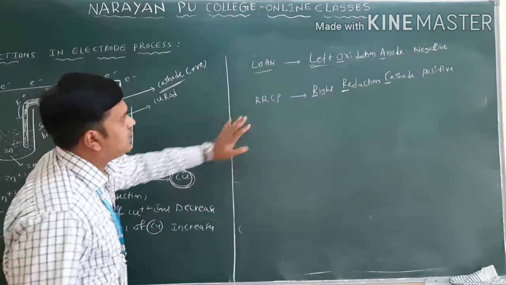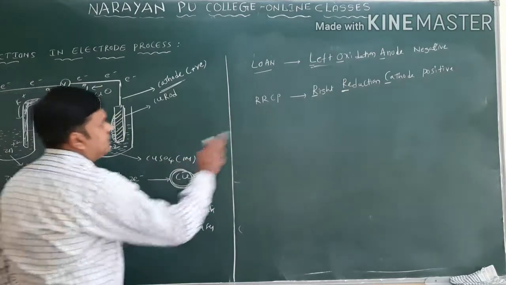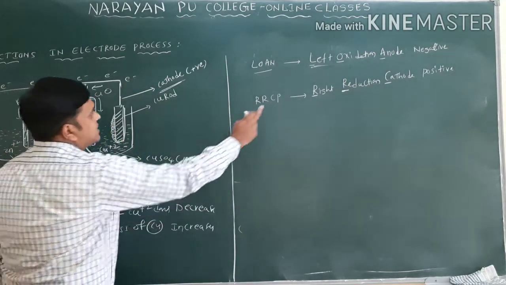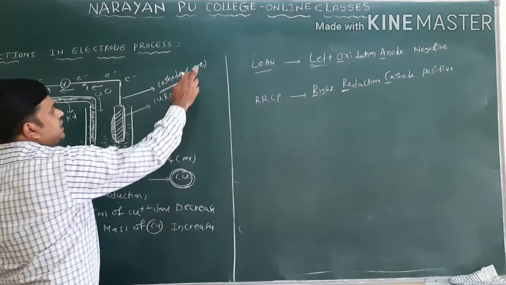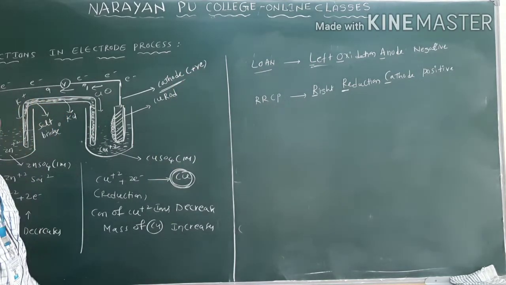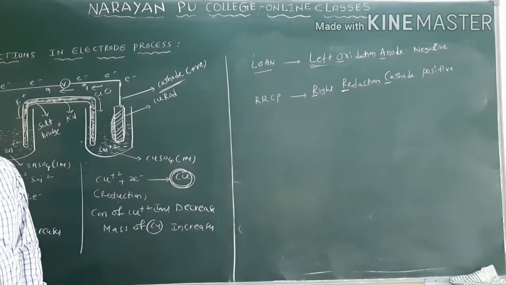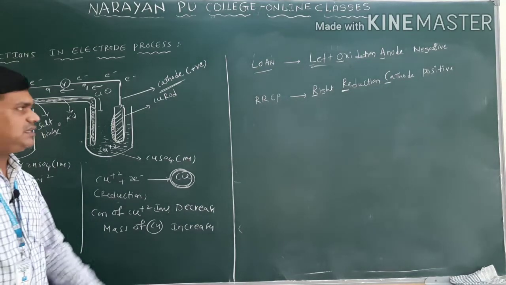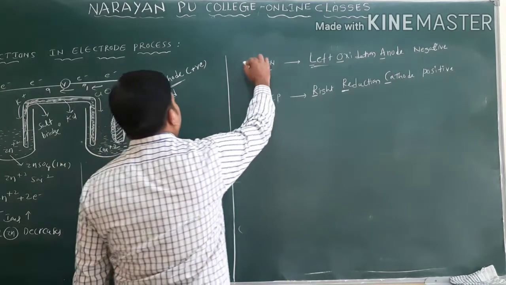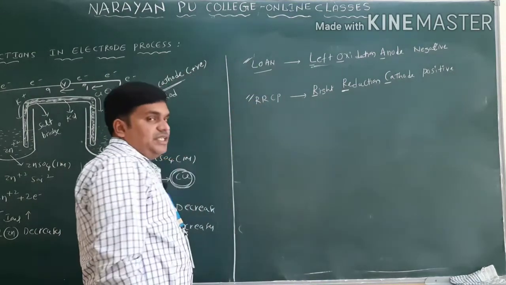So what is the first side here? Right side. What happened here? Reduction takes place only. What is C here? This is a cathode. What is the terminal we have? This is the positive terminal only. So this is the way you can simply identify where the oxidation takes place and where the reduction takes place in a galvanic cell. This is a simple trick to identify the anode and cathode: oxidation and what?